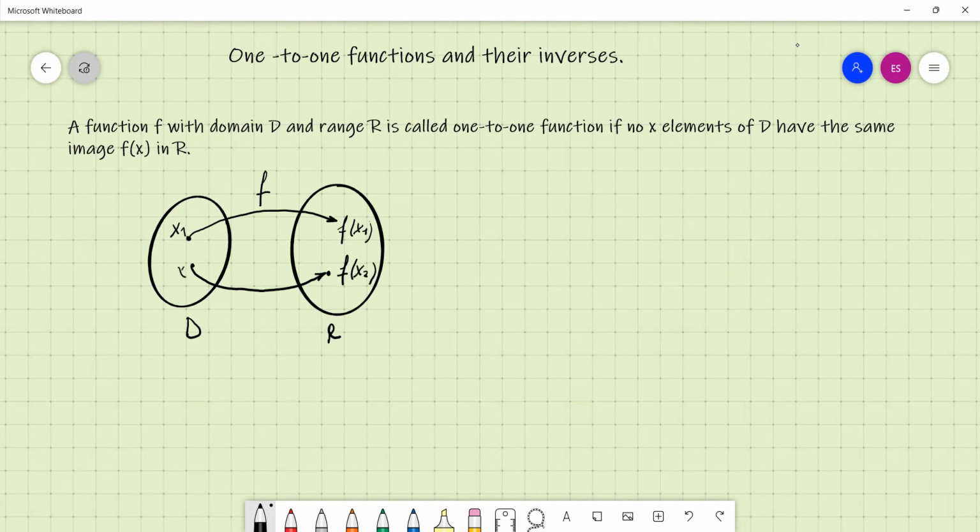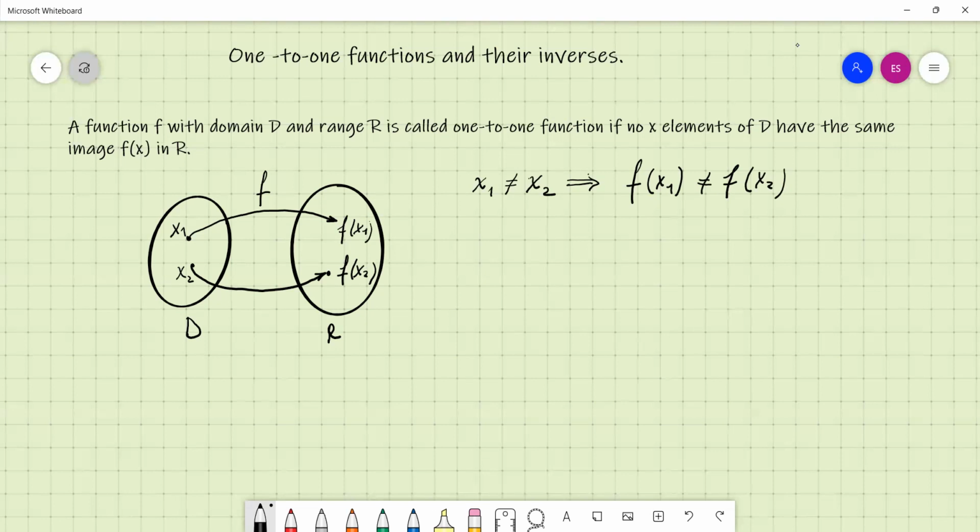Normally, a function actually allows two different x's to be converted into the same y. Remember the quadratic function, for example, x squared: -2 and 2 both give 4. So normally a function allows two different x's to go to the same y. It's not always the case, but for a one-to-one function, if x's are different, y's must be different, and I'm going to write it down as a formula. If x1 is not equal to x2, then f of x1 is not equal to f of x2. So different x's go into different y's.